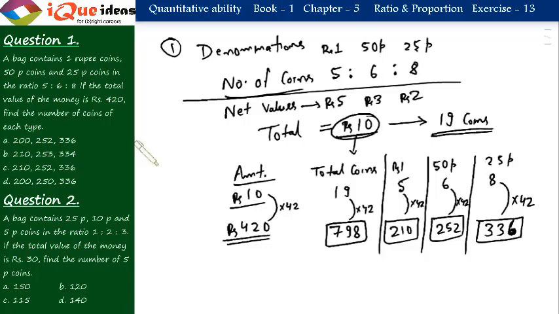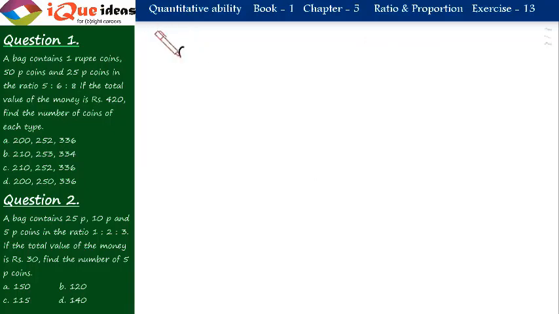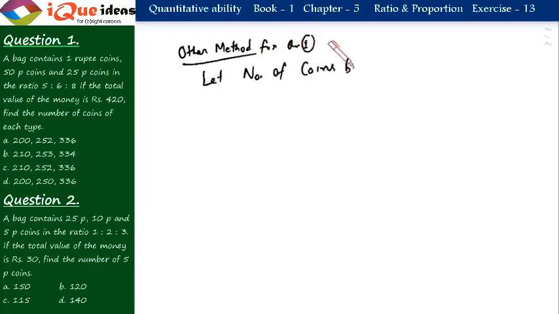Now there is one more way of doing the same question, and that can be done like this. Let's assume that the ratio of number of coins is given as 5 is to 6 is to 8. So let the number of coins be 5x for 1 rupee coins, 6x for 50 paisa coins, and 8x for 25 paisa coins.